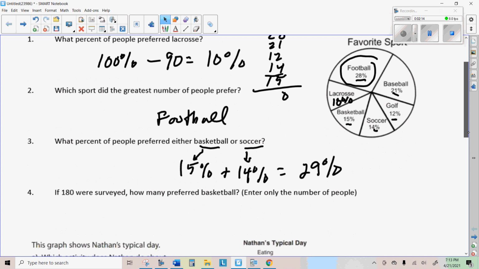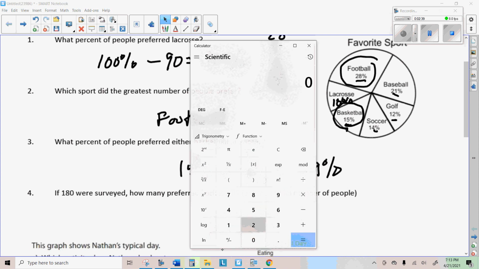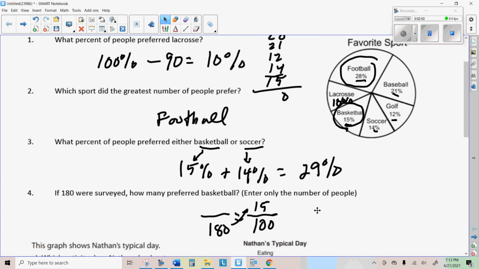If 180 people were surveyed, how many preferred basketball? So I know that 15% of the students preferred basketball, and we want to change that to out of 180. So that's just a proportion we can quickly do. So remember, your percent goes over 100 always. So I need to multiply 180 times 15 and divide that by 100. And that's 27. So 27 people.